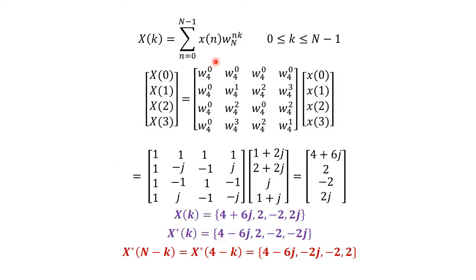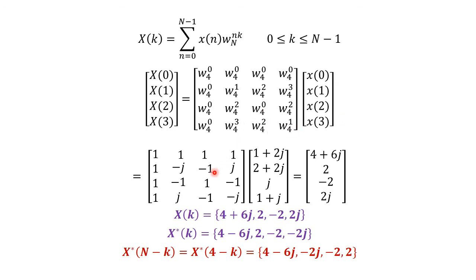Now for the sequence x of n, we are going to apply the DFT. The DFT formula is given by X of k is equal to summation n is equal to 0 to N minus 1 x of n W_N^{nk}, for all the values of k from 0 to N minus 1. Since there are 4 points, we can stick to the matrix relation of the DFT in order to obtain the answer. The same has been represented over here.